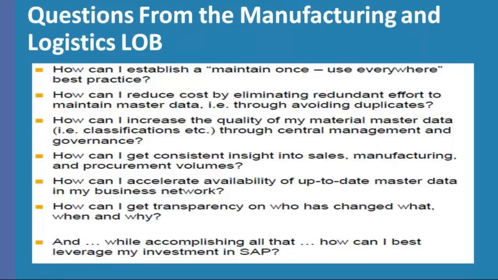Then how can I get transparency on who has changed what, when, why? Because of that reason, we have different frameworks. You enter the change request, and that change request will travel to the different levels. And in the different levels, you can see who has approved, who has rejected, or if I want someone to give some access to edit the data. So you can also see who has edited, what kind of data.